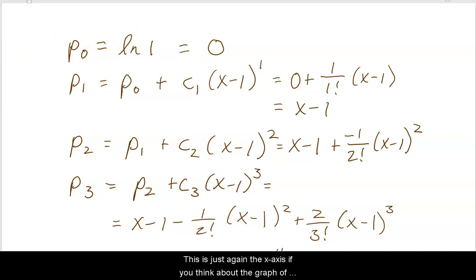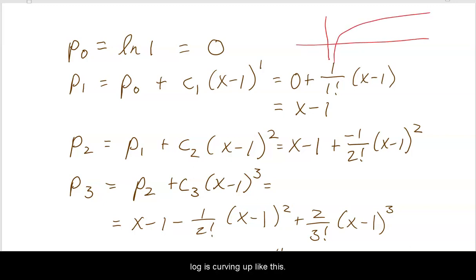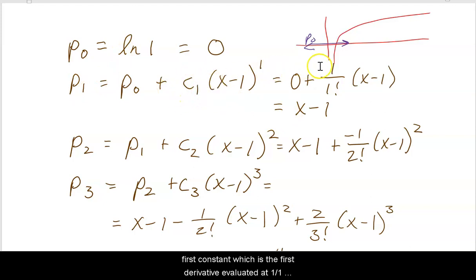If you think about the graph of natural log, the natural log is curving up like this. P sub 0 is, of course, just the x-axis, which is this line here. That's P sub 0. Now look at P sub 1. P sub 1 comes from the first constant, which is the first derivative evaluated at 1 divided by 1 factorial times x minus 1 raised to the first power.